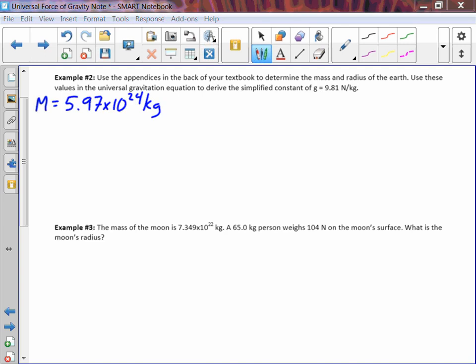Okay, guys, quiet, please. I've got the values. The radius of the Earth was 6.38 times 10 to the 6 meters. So this time we're going to see how little g is derived experimentally from the mass and radius of the Earth.